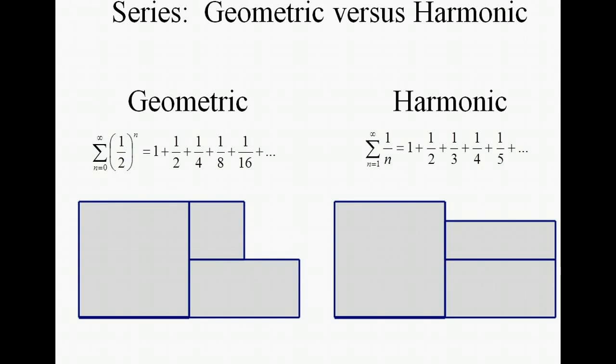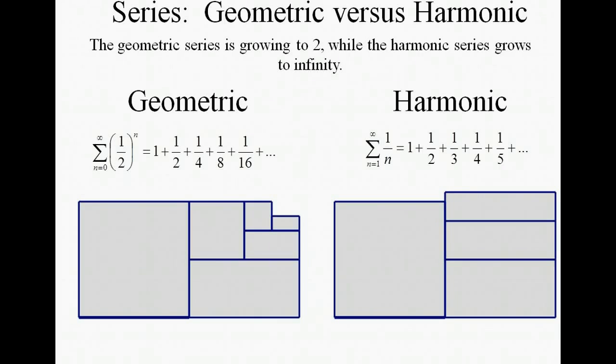Now with the geometric, we're going to add on an eighth for our next term, but with the harmonic, we're adding on a fourth. And what you should notice is that with the harmonic, we've already reached over 2. And we said the geometric was heading toward 2. So let's add on a few more terms here for the geometric. And you can see that we're just closing in on 2, adding a smaller and smaller amount each time. So the geometric series is growing to 2, while the harmonic series seems to be growing off to infinity.